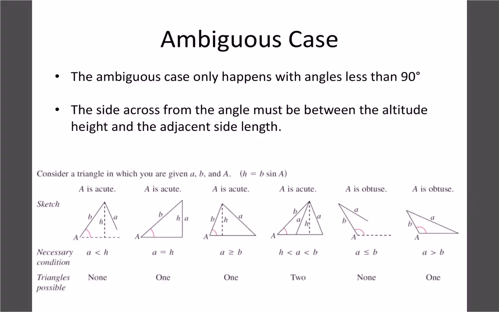So the trick then is, when does the ambiguous case happen? First thing, we see that it only occurs with small angles. So if that starting angle was less than 90, we could have our triangle going that way, or we could have it going that way.